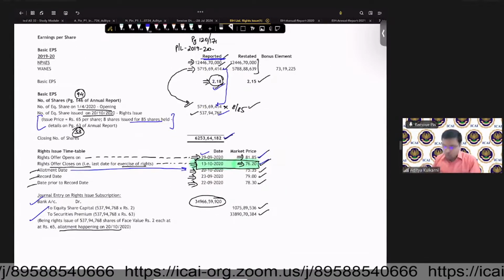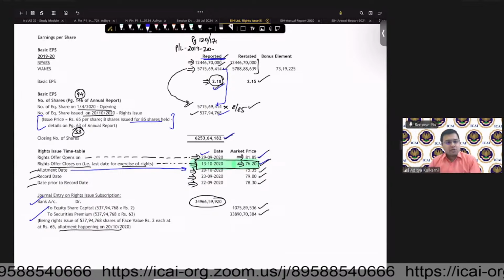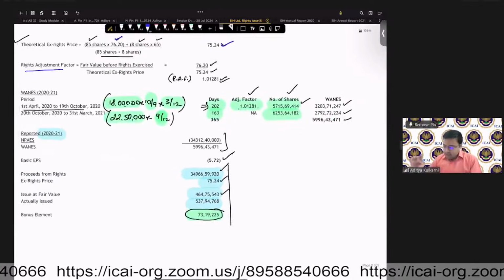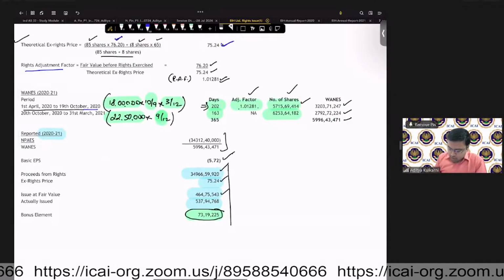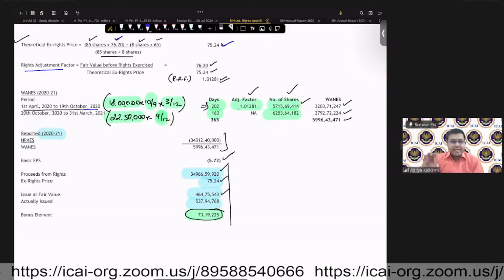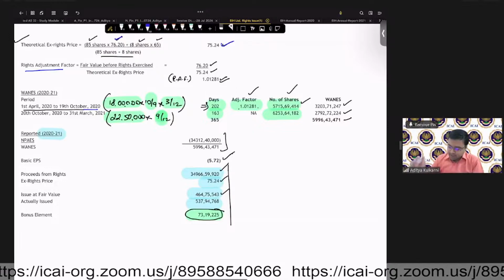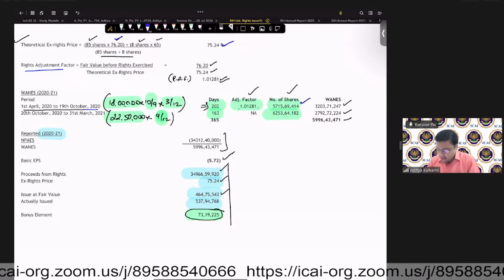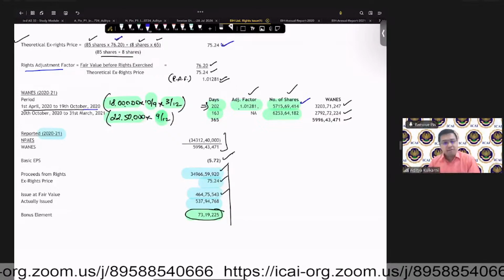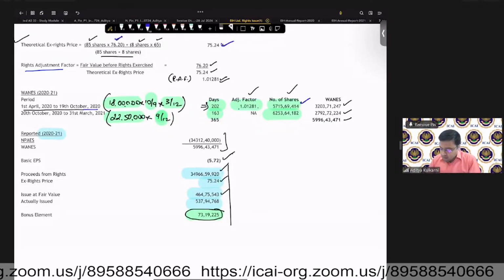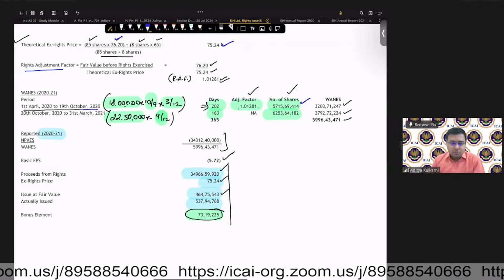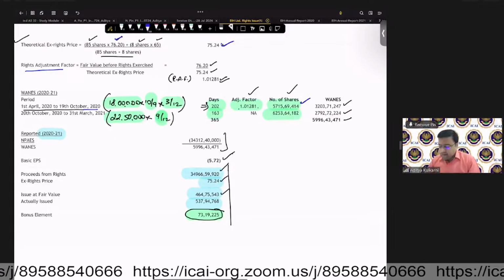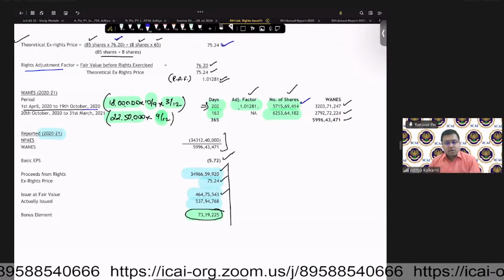20th October was your allotment date. That means till 19th October, you had only the basic shares that were there right from the beginning. So number of shares, this is the opening, 57,15,69,414. Number of days, 202 from 1st April till 19th October. And rights adjustment factor 1.01281.